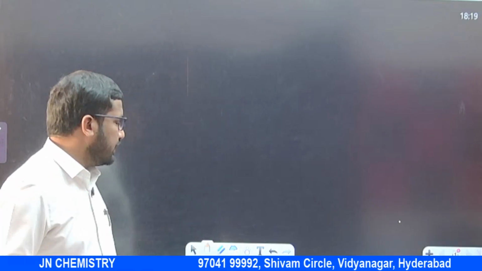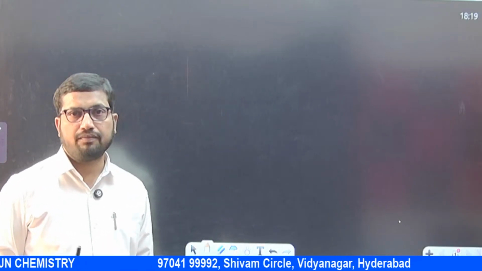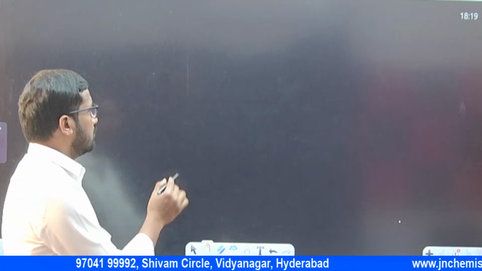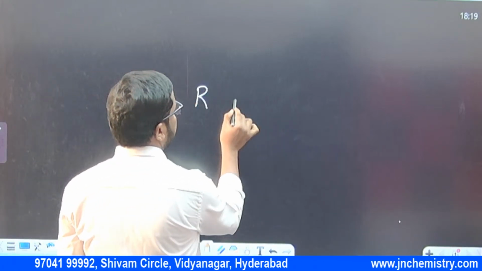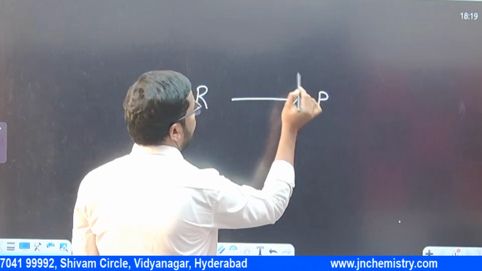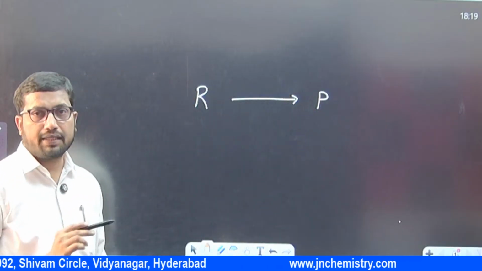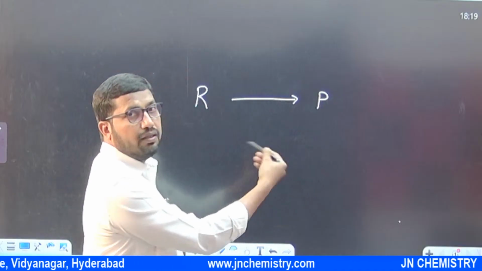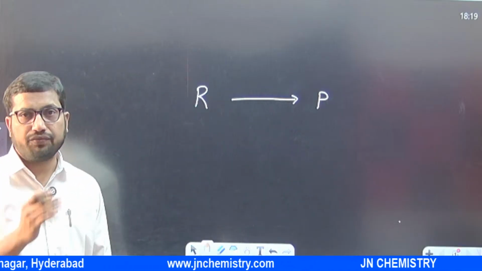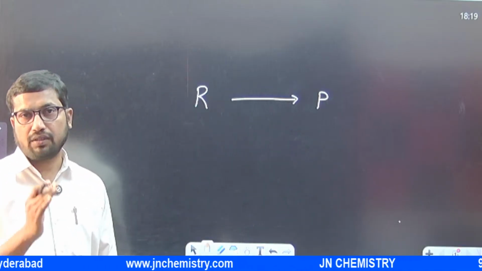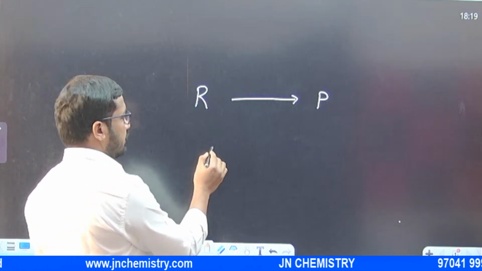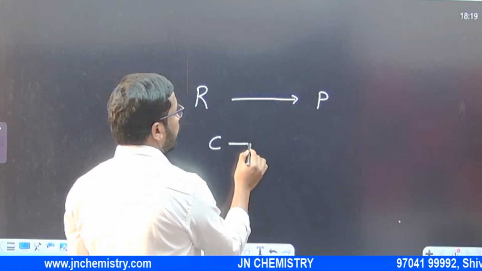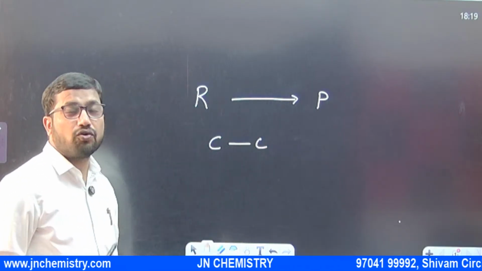So today we'll discuss GOC. First, generally, chemistry means what? Reactants are converted into products, right? So to form a bond, first we need to break the bond. Bond breaking is of two types. Generally organic compounds have ionic bonds or covalent bonds.